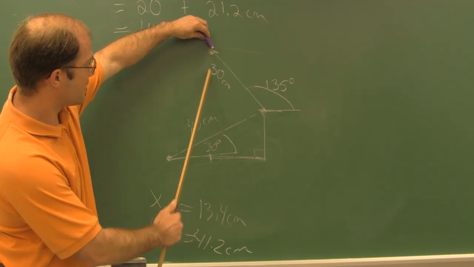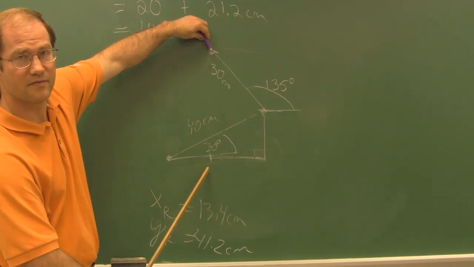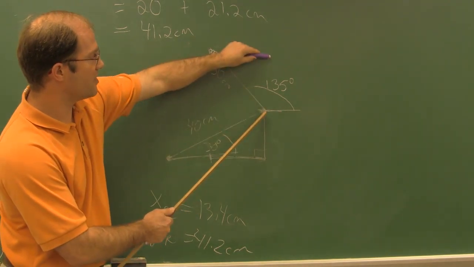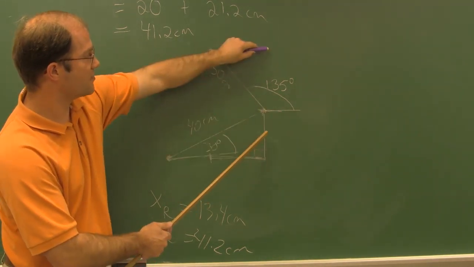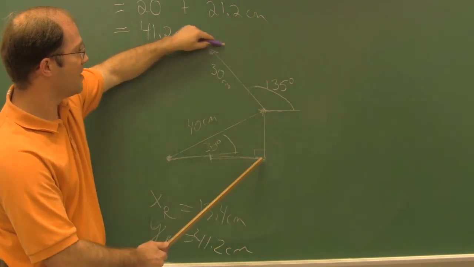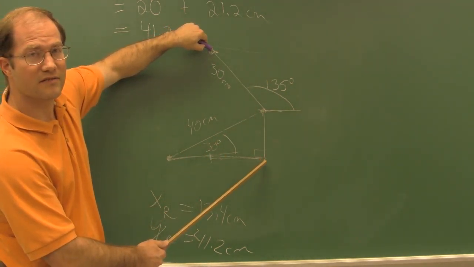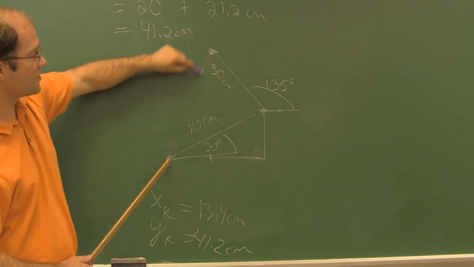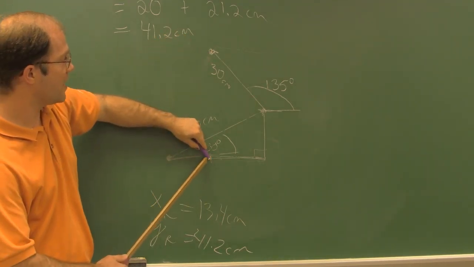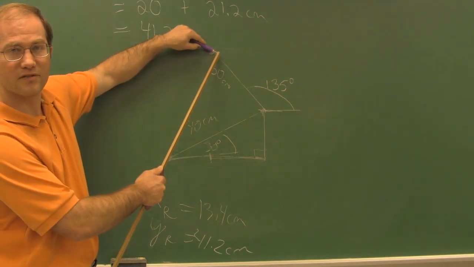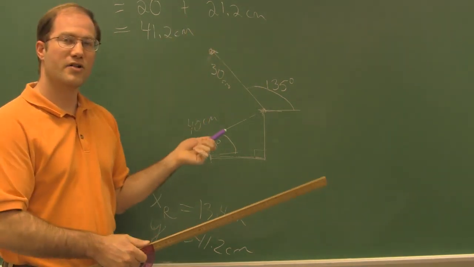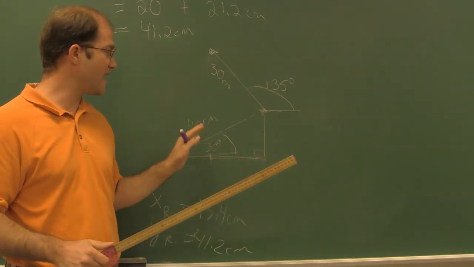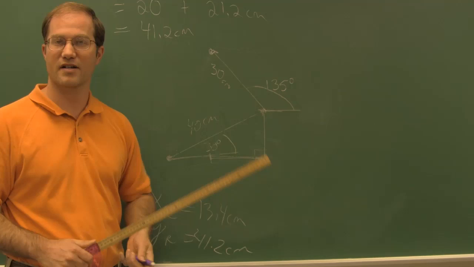Which you can see is right under the end of that last vector. And our total vertical is 20 plus 21.2, or 41.2, which we see is the height of the end of the last vector. And so from the starting point, to do our resultant, we go over 13.4 and up 41.2. So we'll draw that in a separate drawing and finish up our math to determine what the magnitude and angle of our resultant vector is.